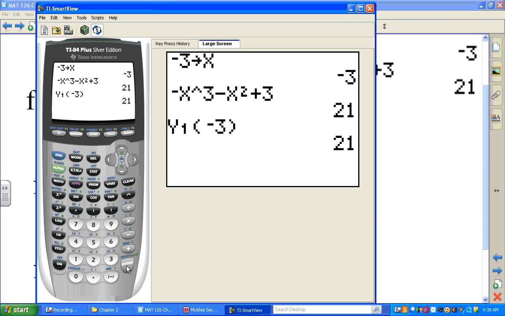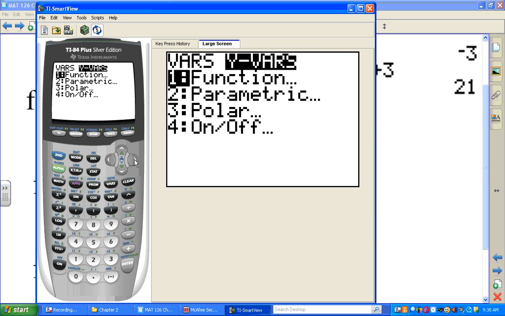Yeah? What if you put in y1 and still brought out the reference? I don't know. I still got something else. Great. Yes, Joe? Oh, I went to vars, y bars, then function. Oh, I don't know if the 82s do. Okay, I think you just use y1 and then the number.